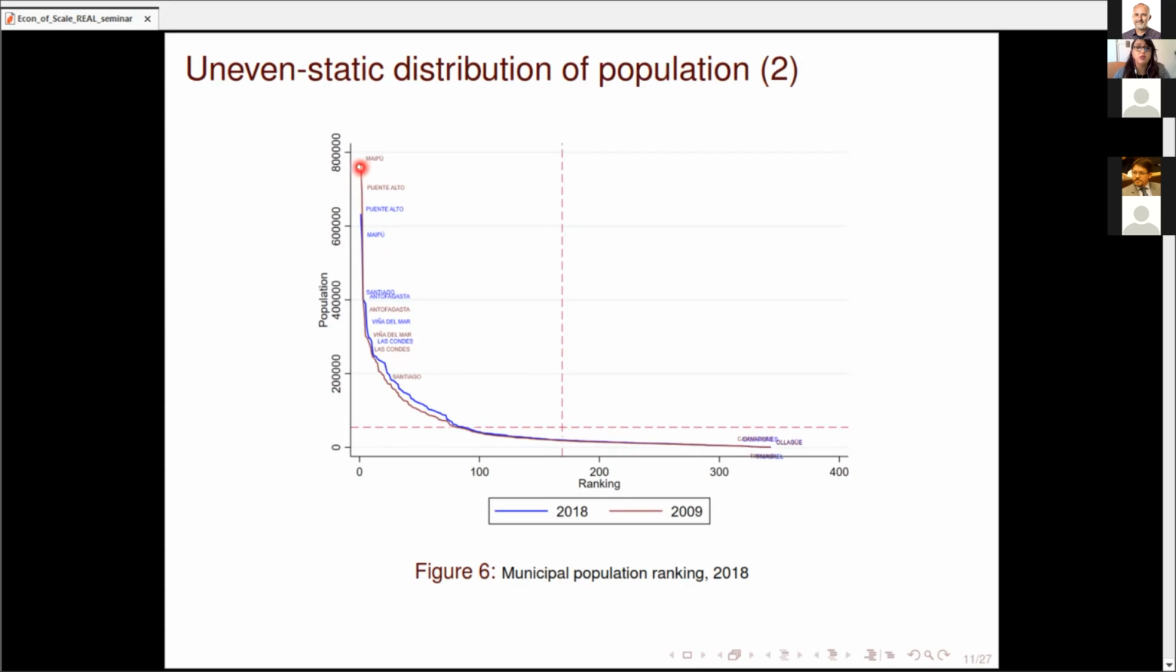However, we can observe that the lines are quite below equality. This means that there is a great concentration of population. In fact, if we look around here, about 90 cities hold most of the population in Chile. And the second interesting fact is that this uneven distribution hasn't changed much in a long time. We can see both lines, which represent 2009 and 2018, and they haven't changed much over these 10 years.